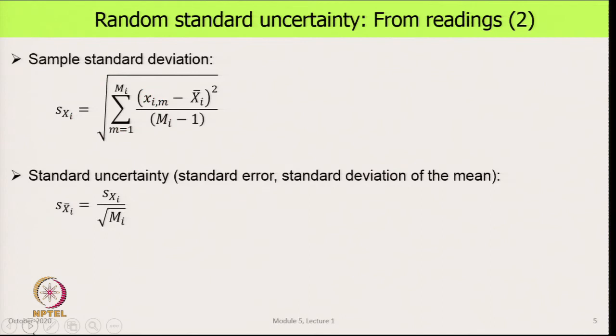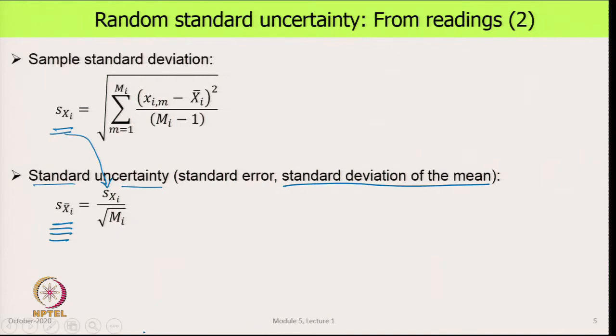Then we calculate the sample standard deviation S xi, again the same formula that we saw in school and in earlier, basic courses. So, this is the sample standard deviation, and then we establish the standard uncertainty, what in statistics is known as the standard deviation of the mean. So, this is now S xi bar, which is S xi divided by square root of mi, and this is our standard uncertainty that we have been wanting to calculate.